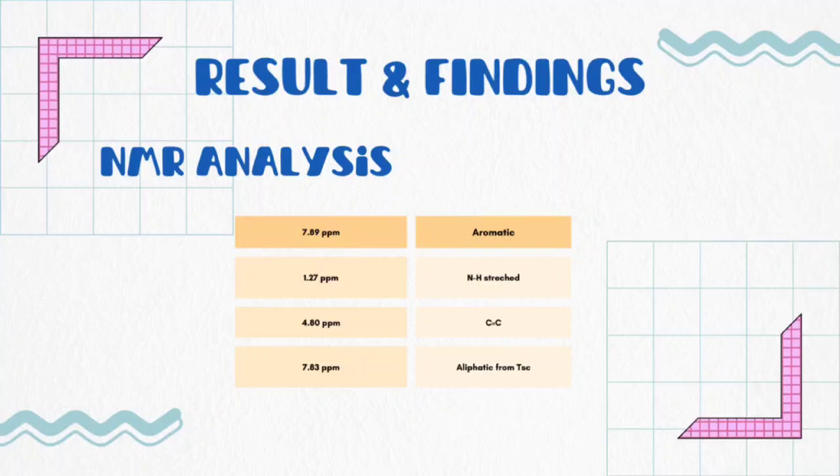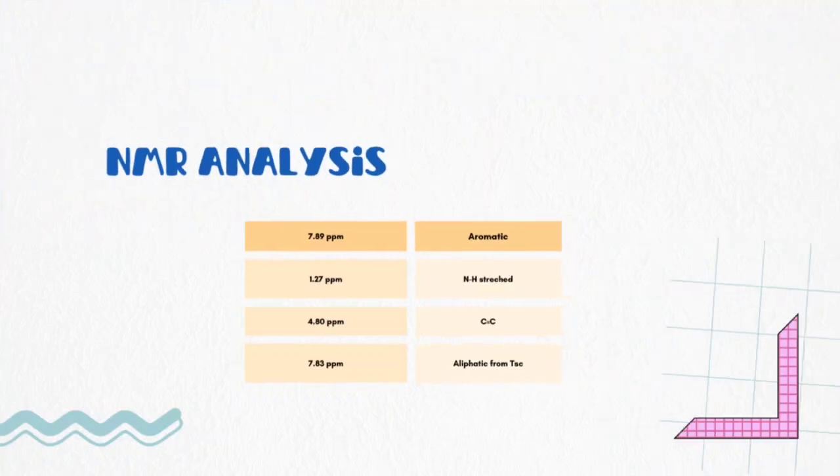The table below shows the aromatic appears at the peak of 7.98 ppm, while the NH stretch appeared at the peak of 1.27 ppm, and the carbon double bond carbon appeared at 480 ppm, while the aliphatic from thiosemicarbazone derived at the peak of 7.83 ppm. This shows strong evidence of the ligand that was synthesized from the method.